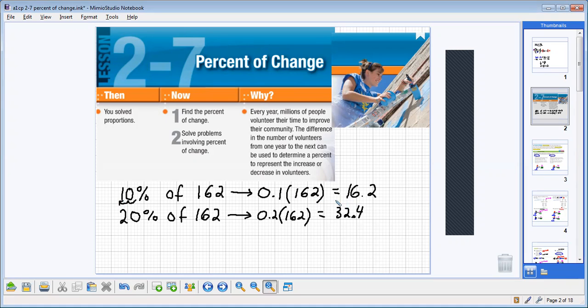Now, when we're dealing with 10%, we can just move the decimal one place to the left of whatever we're multiplying by, and we would get 16.2. 20% of 162, we would convert the 20% to a decimal, move the decimal point 2 to the left, multiply 0.2 times 162, we would get 32.4. Now you probably figured it out. If we just double 16.2, we get 32.4. So if you're looking for 20%, if you can find 10%, all you got to do is multiply by 2 to find 20%. So there's a little shortcut.